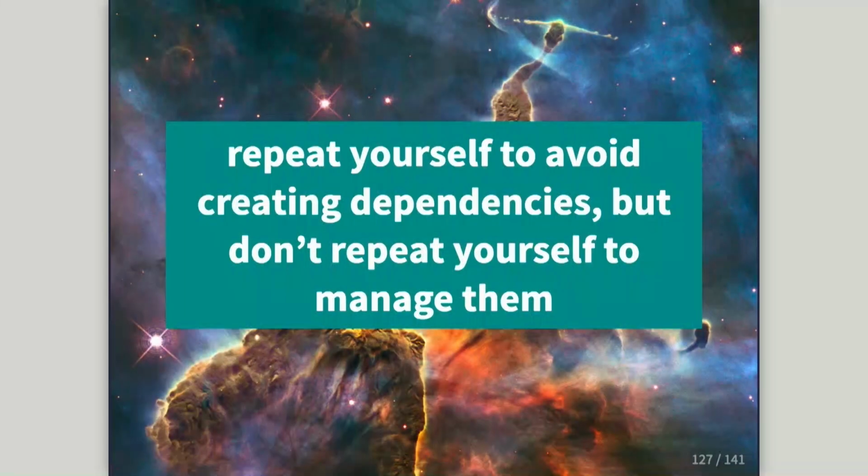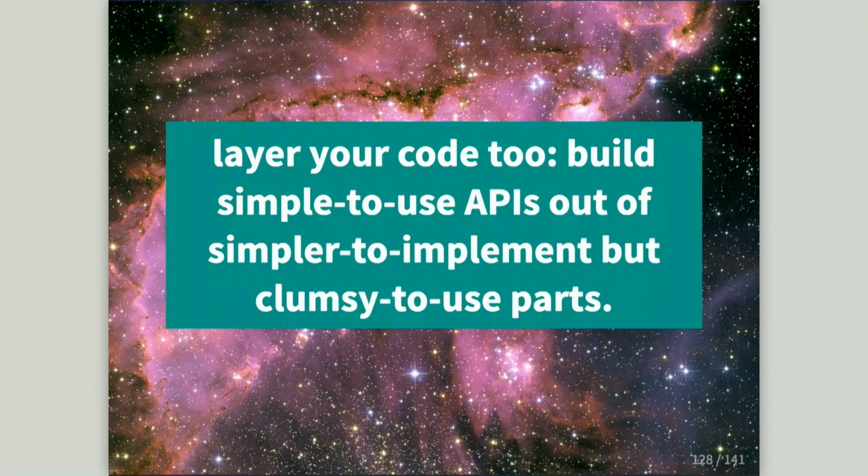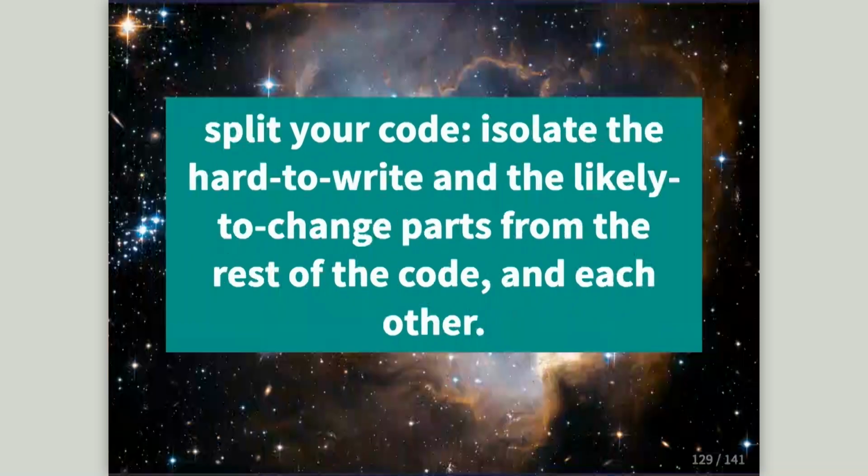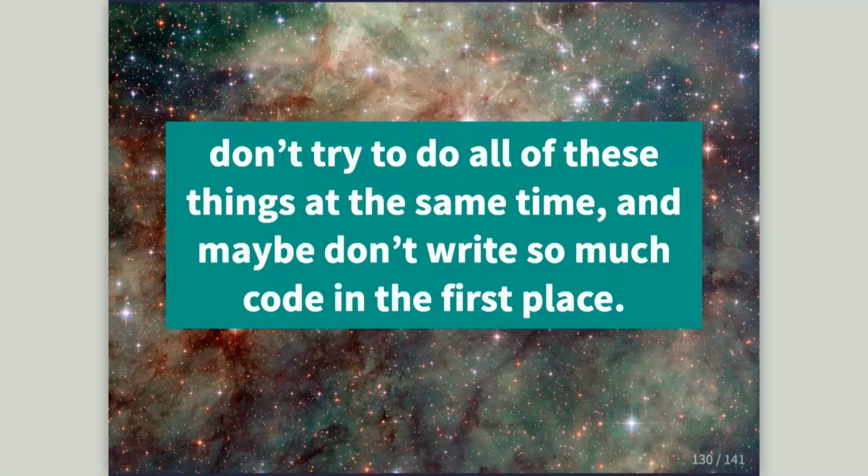There we go. All right, so he had a couple of tips, and I'll leave you with them. Repeat yourself to avoid creating dependencies, but don't repeat yourself to manage them. Layer your code. Build simple-to-use things out of the clumsy-to-use parts. Split your code. Isolate the hard-to-write and the likely-to-change, both from the rest of the code and from each other. But mostly, don't try to do all of these things at the same time, and maybe don't write so much code in the first place.